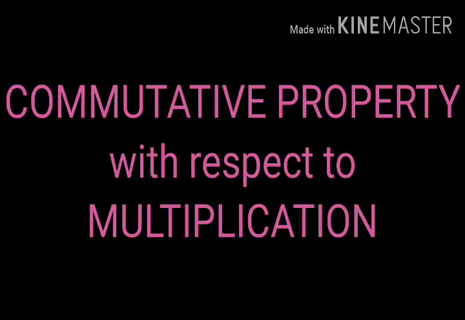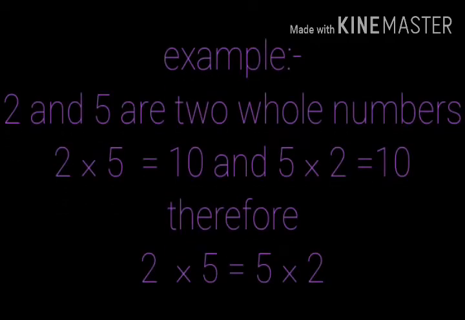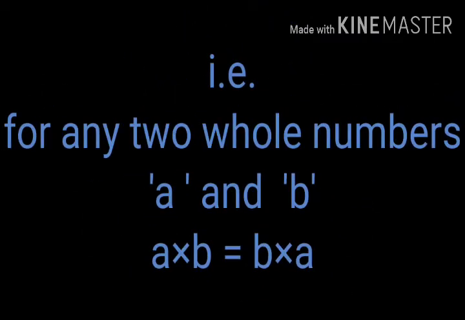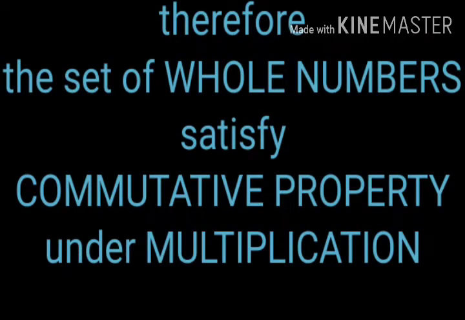Commutative property with respect to multiplication. Example: 2 and 5 are two whole numbers. 2 into 5 equals 10 and 5 into 2 equals 10. Therefore, 2 into 5 equals 5 into 2. Similarly, 7 into 10 equals 70 and 10 into 7 equals 70, where 7 and 10 are two whole numbers. That is, for any two whole numbers a and b, a into b equals b into a. Therefore, the set of whole numbers satisfies commutative property under multiplication.